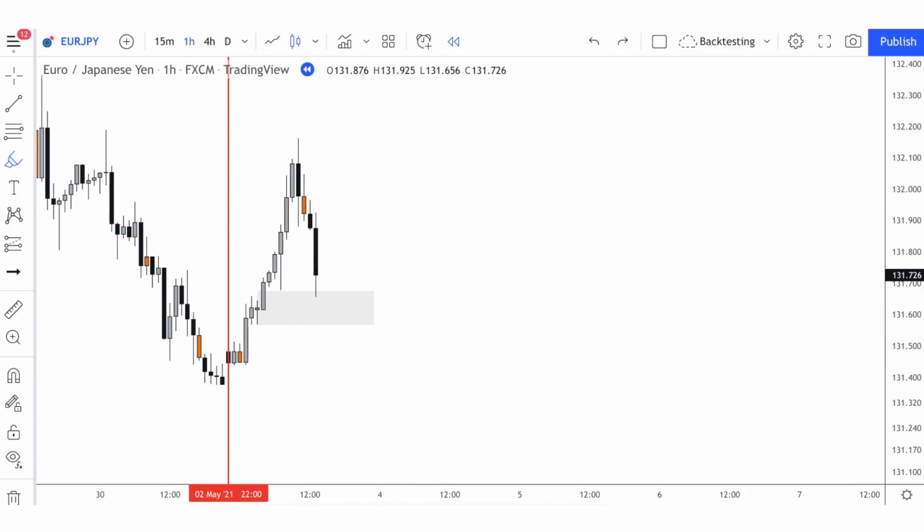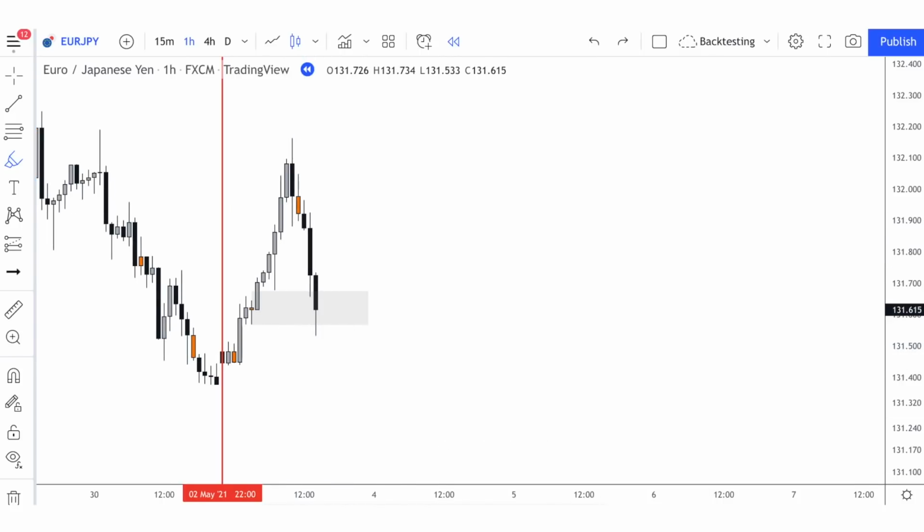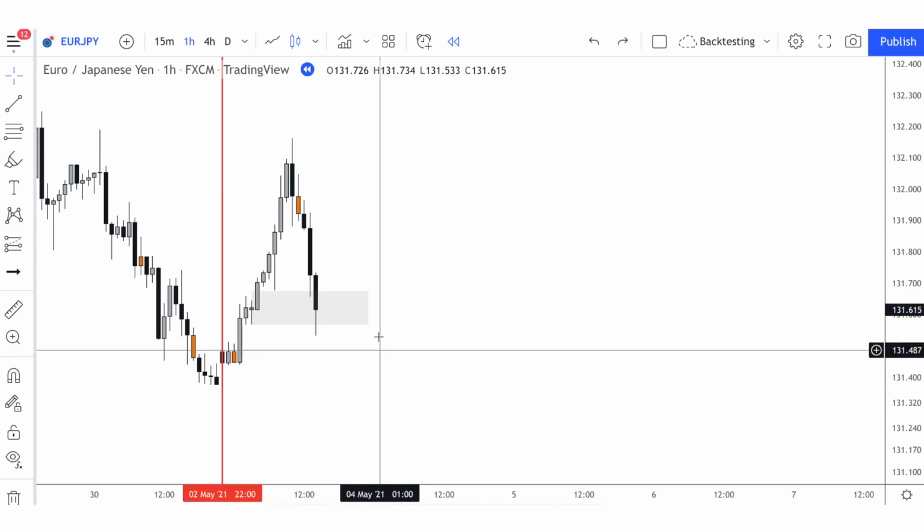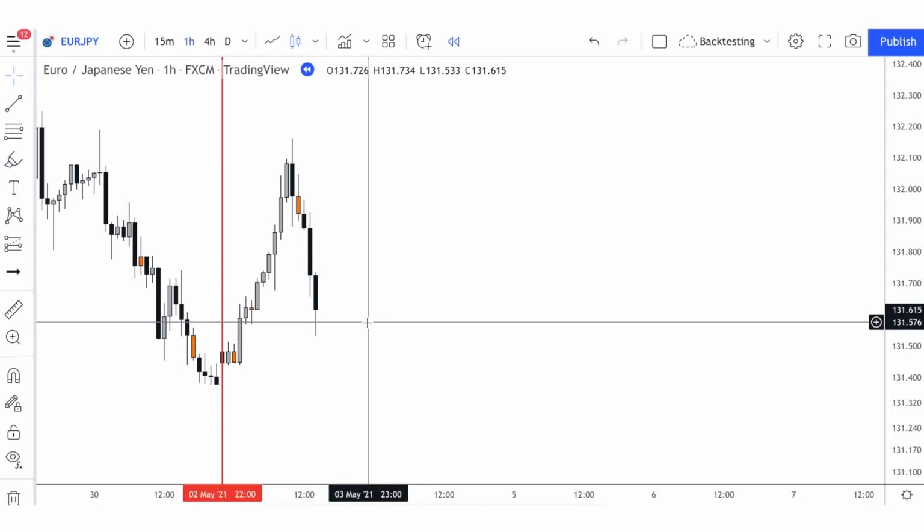So let's just continue, and price absolutely blows through this zone. So that I would call an invalid trade.